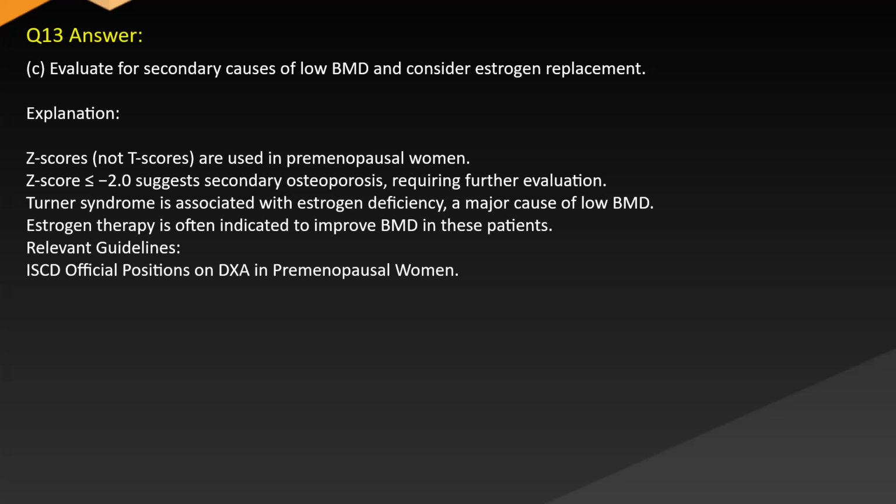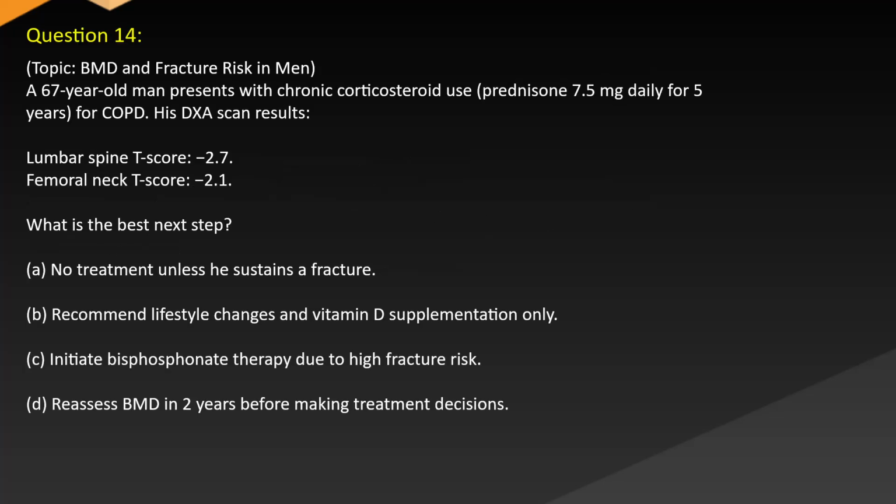A Z-score of negative 2.0 or lower suggests secondary osteoporosis, requiring further evaluation. Turner syndrome is associated with estrogen deficiency, a major cause of low BMD. Estrogen therapy is often indicated to improve BMD in these patients. Relevant guidelines: ISCD official positions on DXA in premenopausal women. Question 14. Topic: BMD and fracture risk in men.